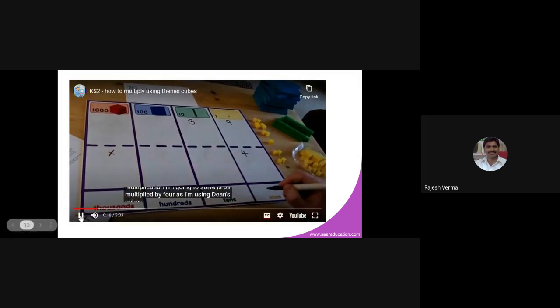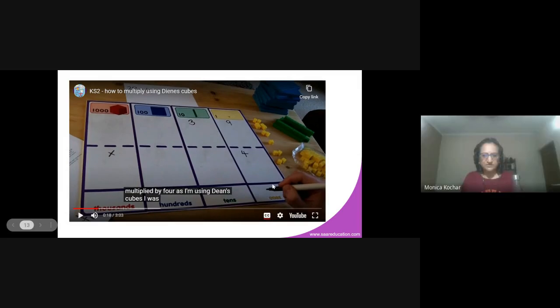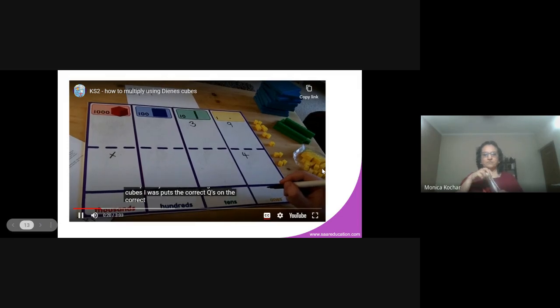As I'm using Dean's cubes, so this is a demonstration of full CPA. You can see he has the P here, the images, he has the numbers, and he has the Dean's cubes also. He puts the correct cubes on the correct number.